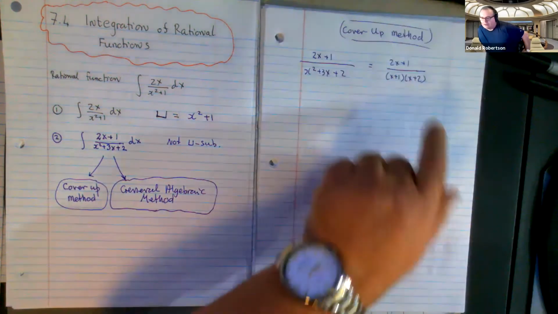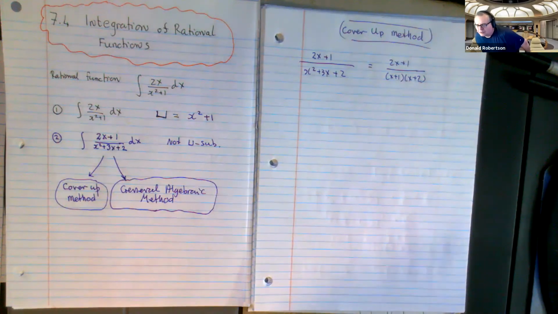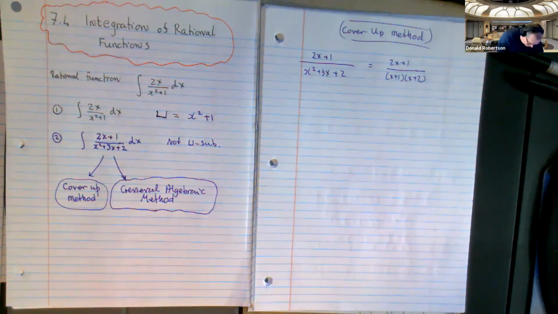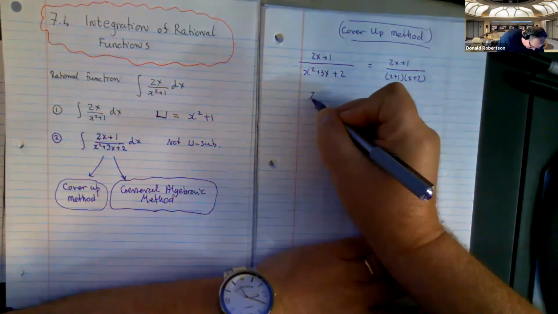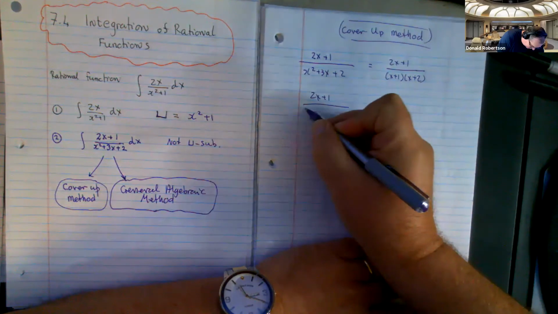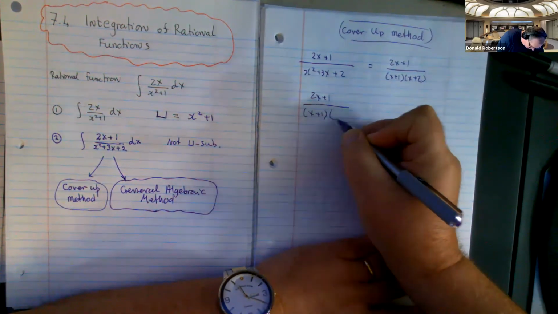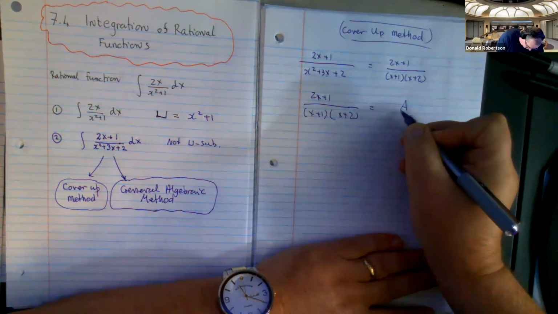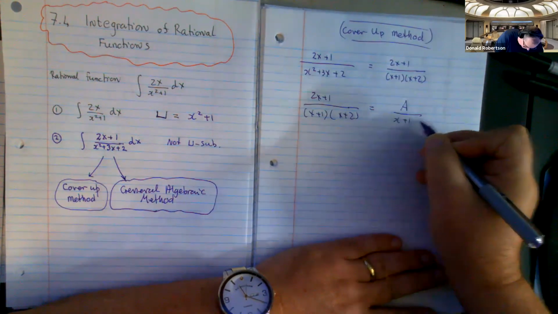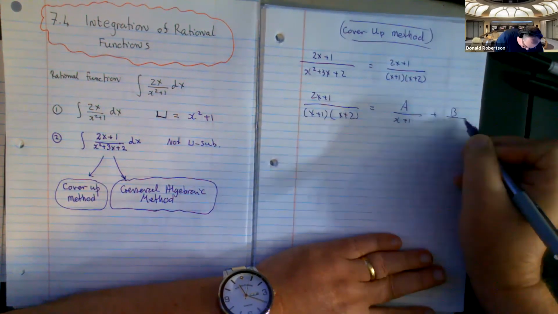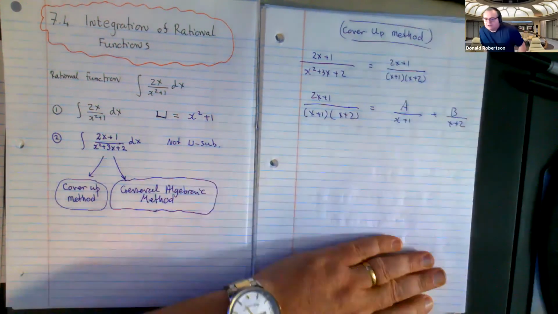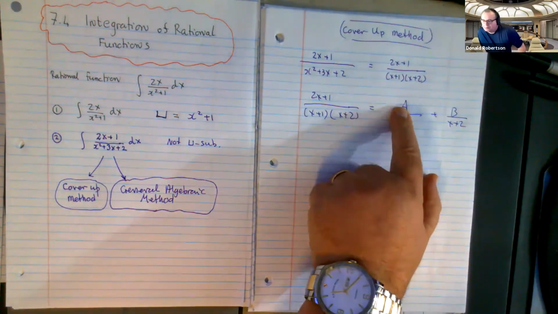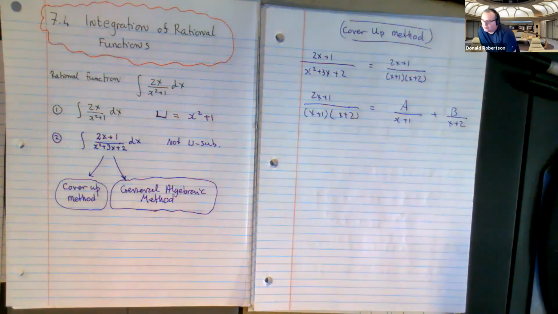Make sure it's factored, especially the bottom. Don't really mind if you don't factor the top, but definitely factor the bottom. And the trick is that we're going to take this single fraction and break it into 2 smaller fractions that look like that. And this A and this B are placeholders. They're going to be numbers when we're finished.